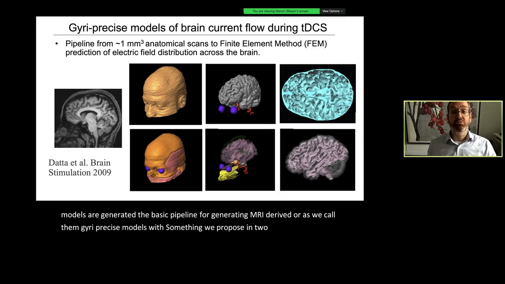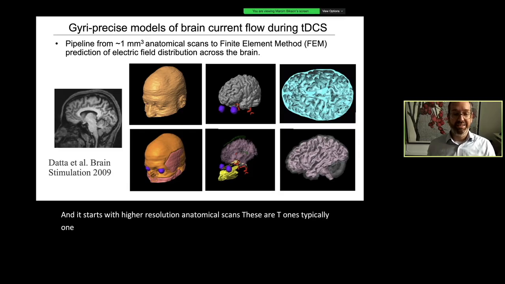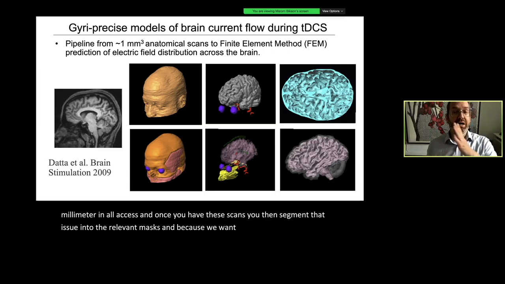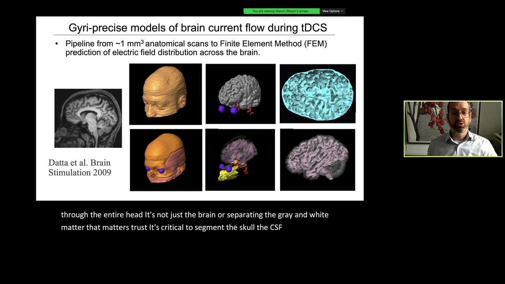And it starts with high-resolution anatomical scans. These are T1s, typically 1 millimeter in all axes. And once you have these scans, you then segment the tissue into the relevant masks. Because we want to simulate current flow through the entire head, it's not just the brain or separating the gray and the white matter that matters to us. It's critical to segment the skull, the CSF, and the skin, and other relevant structures correctly.